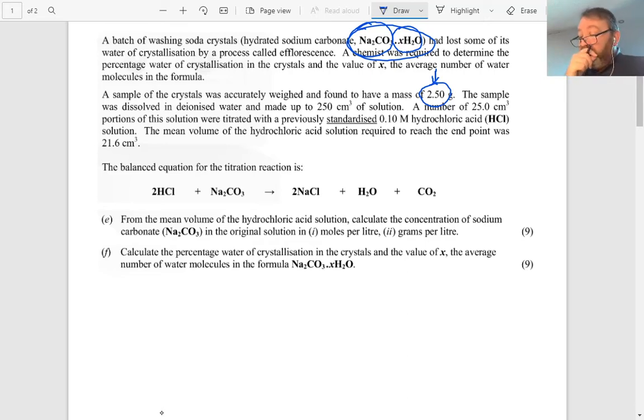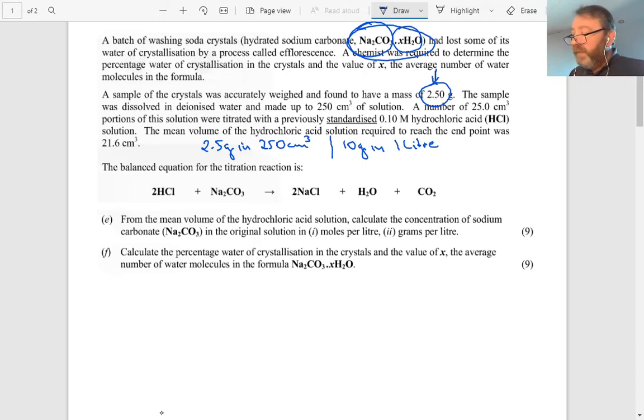So let's read the second paragraph. A sample of the crystals was accurately weighed and found to have a mass of 2.5 grams. The sample was dissolved in deionized water and made up to 250 centimeters cubed of solution. Now, 2.5 grams in 250 centimeters cubed. At this stage, we know that as chemists, we don't talk about quarter litres, half litres, or three quarters of a litre. What we do is say, okay, I'm putting 2.5 grams into 250 so that I'm not wasteful with solution. But in a normal situation, because the litre is the standard unit of volume, that would be the same as 10 grams in 1 litre. Okay, we're going to come back to that 10 grams in a litre and that 2.5 grams in 250 at the end of this particular calculation.